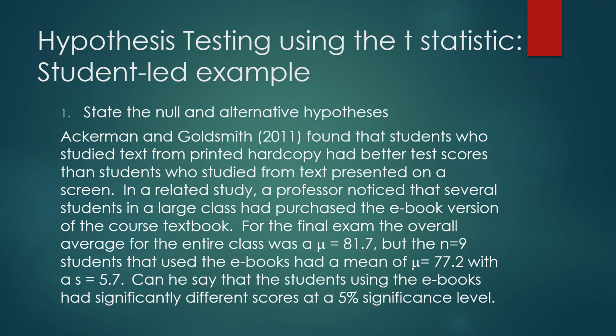Our example is that Ackerman and Goldsmith in 2011 found that students who studied text from printed hard copy had better test scores than students who studied text presented on a screen. In a related study, a professor noticed that several students in a large class had purchased the ebook version of the course textbook. For the final exam, the average for the entire class was a mean of 81.7, but the N of 9, so the 9 students that used the ebook, had a mean of 77.2, with a standard deviation of 5.7. Can he say that the students using the ebooks had significantly different scores at a 5% significance level?